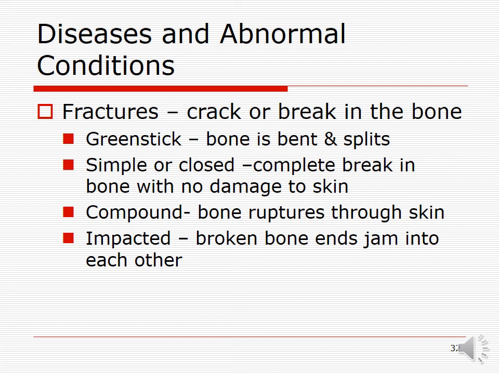And we see that in little ones before their bones are fully ossified. So a simple closed fracture, this is a complete fracture in the bone, but there's no disruption to the skin. It's not like the bone is sticking out through the skin or anything. Whereas a compound fracture, the bone is actually going to stick out and rupture through the skin.